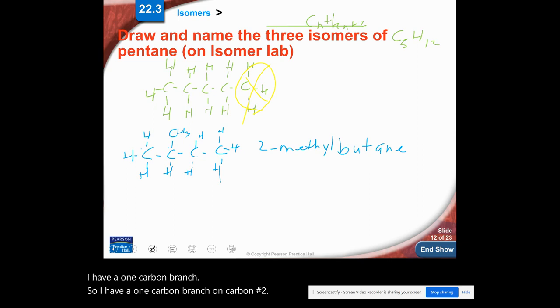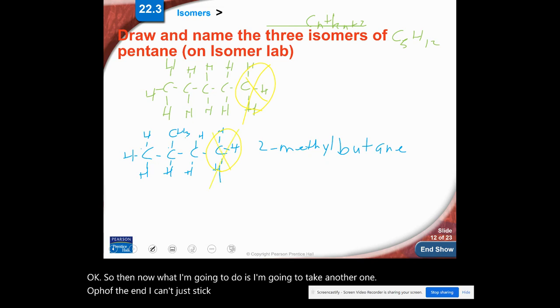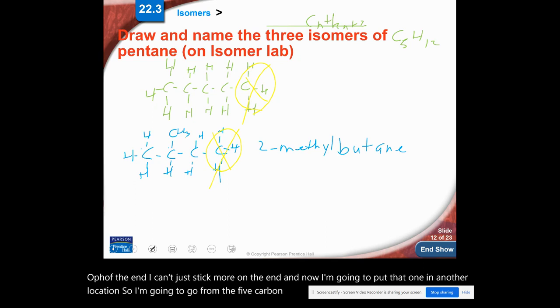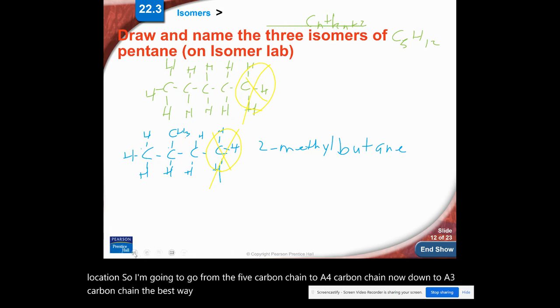Okay. So then now what I'm going to do is take another one off of the end. I can't just stick more on the end. And now I'm going to put that one in another location. So I'm going to go from the 5-carbon chain to a 4-carbon chain, now down to a 3-carbon chain. The best way to do this is just to do this systematically.